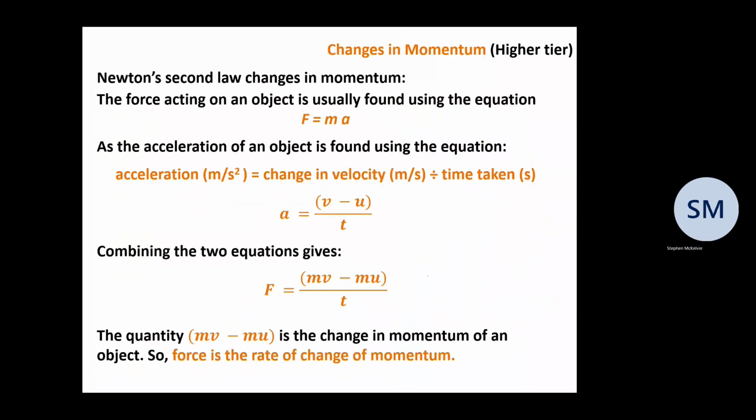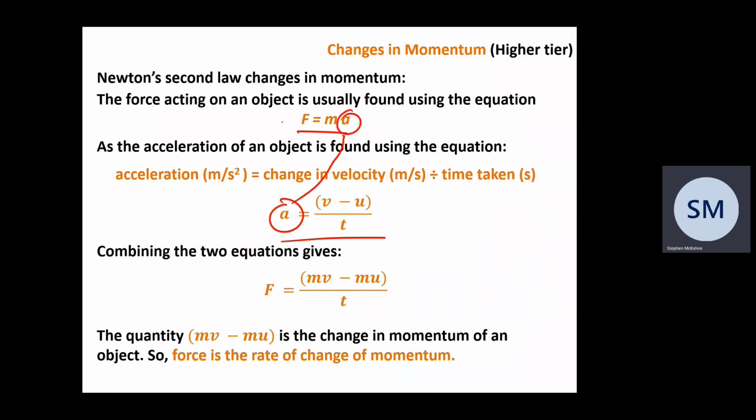Newton's second law can be used to describe changes in momentum as well. Now, we know this equation, F equals m times a, and we know this equation, a is equal to v minus u divided by t. Combining these two equations, putting this a in here gives me F equals m times a, but putting the v minus u divided by t into here, which you can do because a is equal to a, gives me this equation. The force is equal to the change in momentum divided by time taken. You can also see this as delta p divided by t.